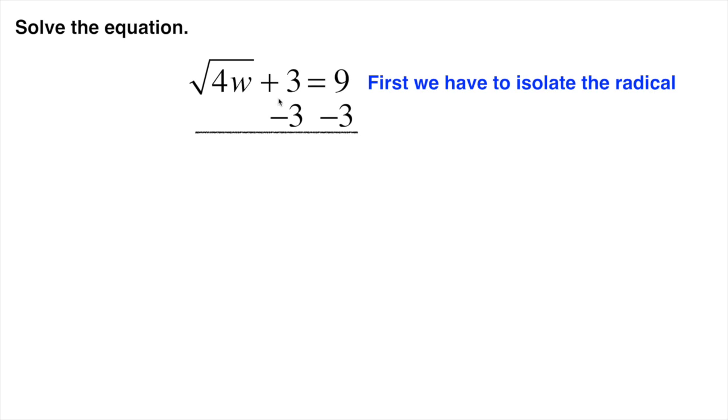Remember, whatever you do to one side of the equation, you have to do to both. So if I'm going to subtract 3 over here, I've got to subtract 3 over here as well. So that's going to leave me, let's see, 9 minus 3 is 6. So I've got square root of 4w equals 6.